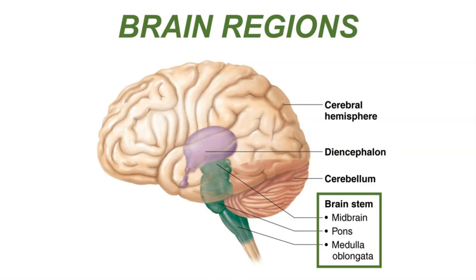So next we have the brainstem, and the brainstem is the brain structure that's going to join the brain to the spinal cord at the base of the brain.